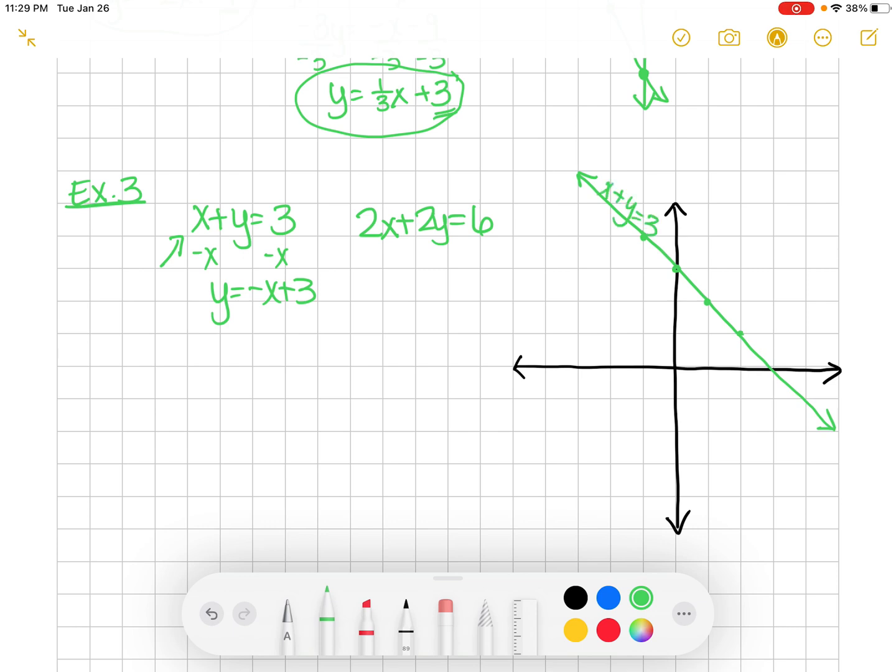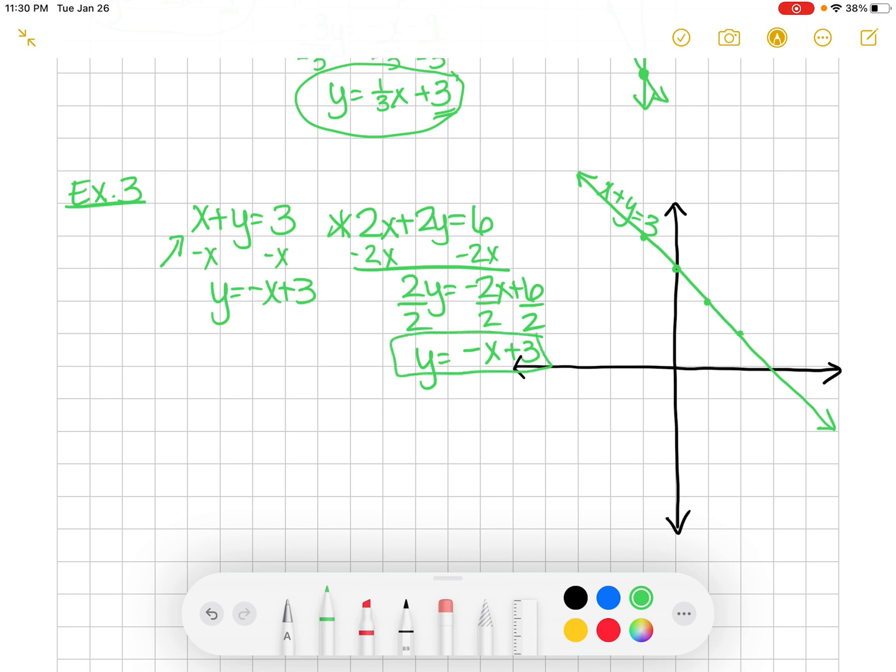Okay, now let's do our second one. So now I'm working on this one. I'm going to subtract 2x from both sides, and I get 2y equals -2x plus 6. And I'm going to divide everything by 2. So I get y equals -1x, which is just -x, plus 3. Okay, so now I need to graph that one.